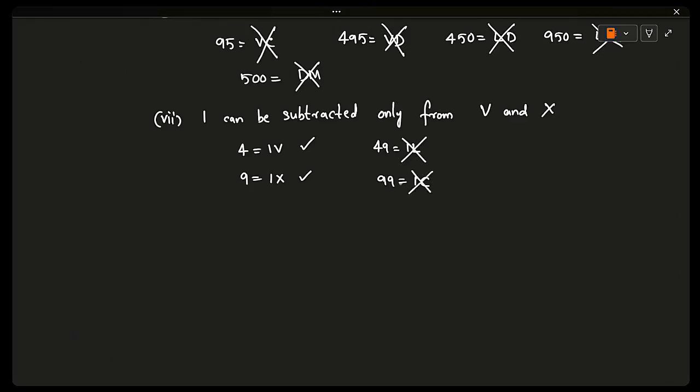Whatever numbers you subtract I from, other than V and X, they are wrong. For example, you want to write 499. You want to write ID. 500 minus 1 is 499. Wrong. I cannot be subtracted from D. 999, I want to write IM. 1000 minus 1, 999. Wrong. I can only be subtracted from V and X.